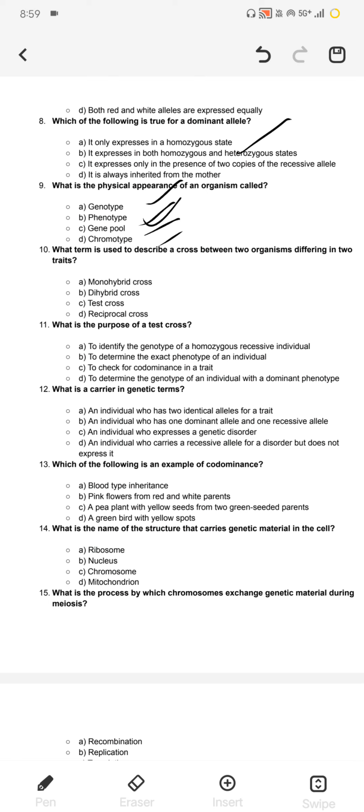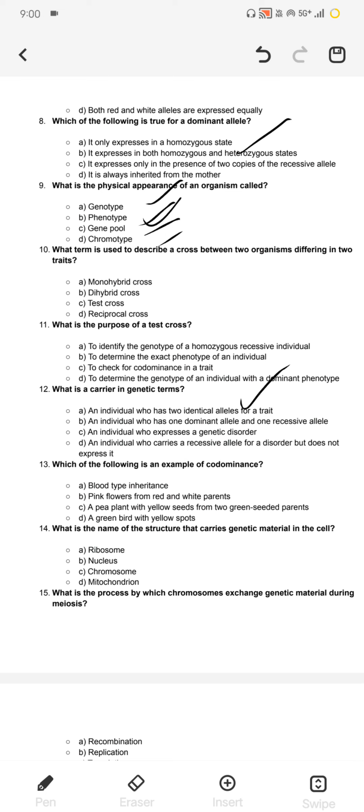Next question is, what is a carrier in genetic term? So okay, what is the carrier? Focus on the carrier. Okay, individual who has two identical alleles for a trait, individual who has one dominant allele or one recessive allele, an individual who expresses a genetic disorder, an individual who carries a recessive allele for a disorder but does not express it.